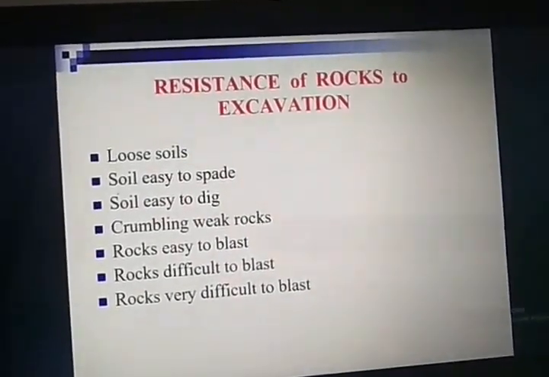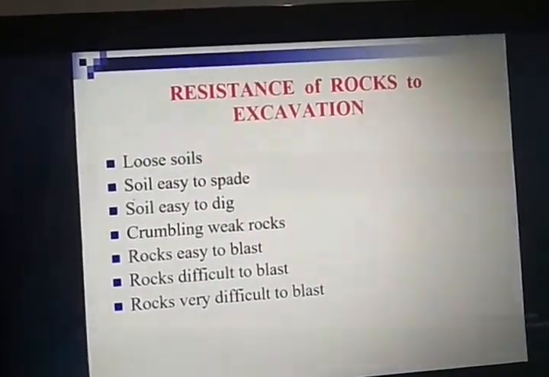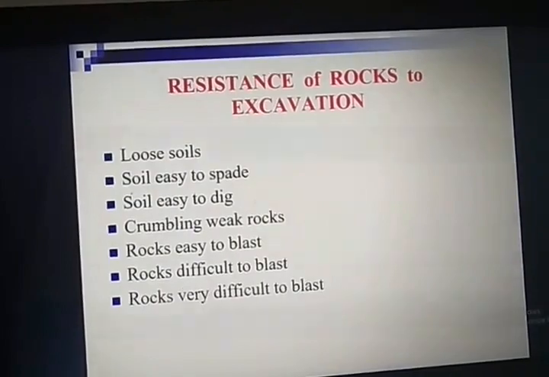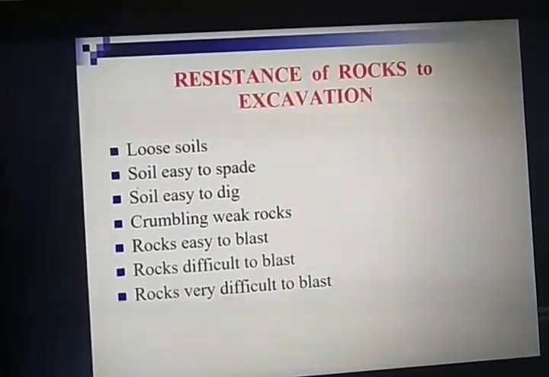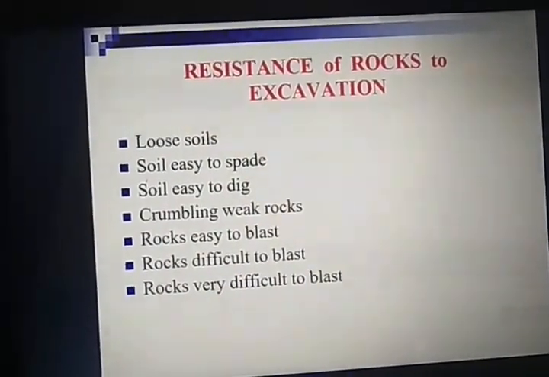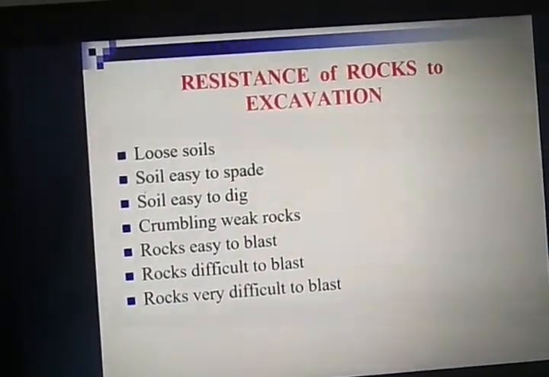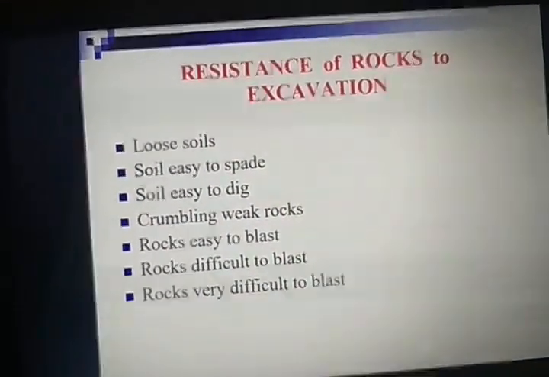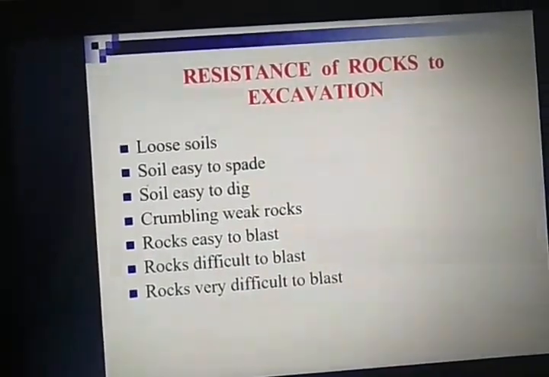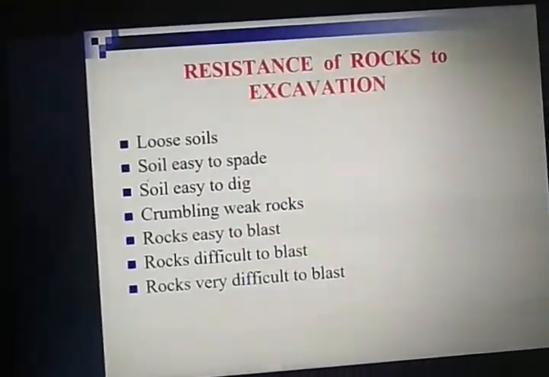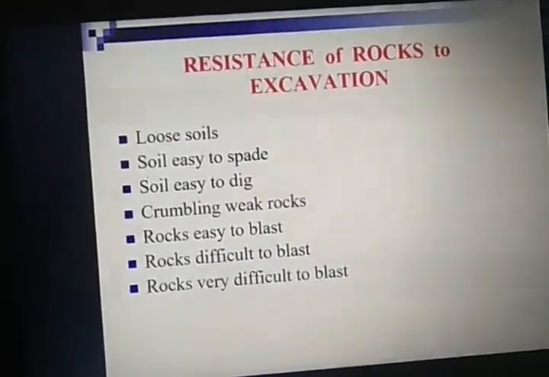If the roots soil is to be there, resistance is less. Soil easy to spread, soil easy to dig. Crumbling weak rocks, rocks easy to blast, rocks difficult to blast, rock very difficult to blast. So these are the various stages, means various features, when you are actually going for the tunnel excavation.